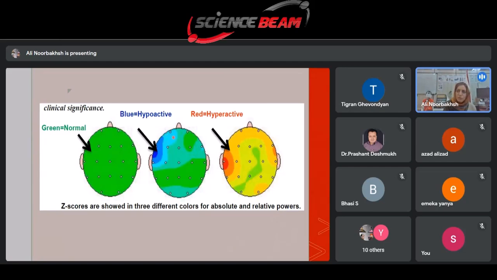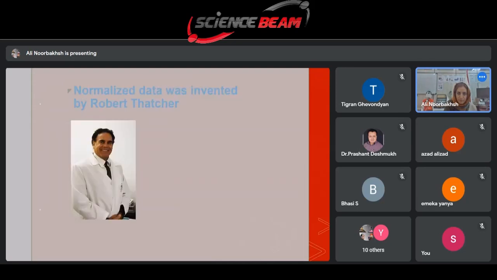But it's better now to look at all of the points, it's very important. For example, this is the frontal, FP1, FP2, F3, F4, FZ, CZ, PZ, and C3, C4. And this normalized data was invented by Professor Robert Thatcher.